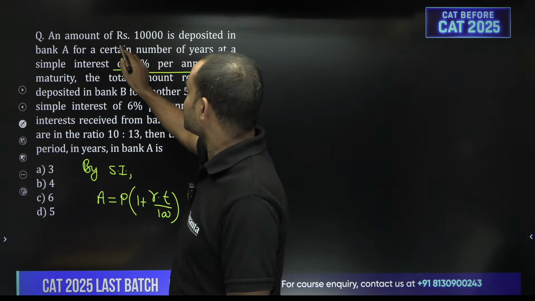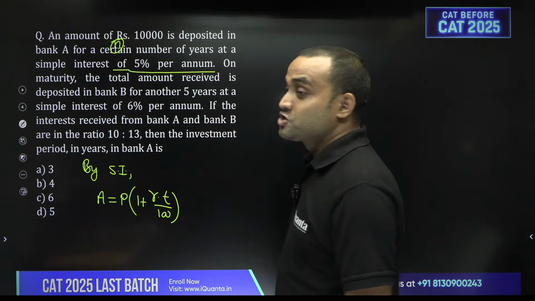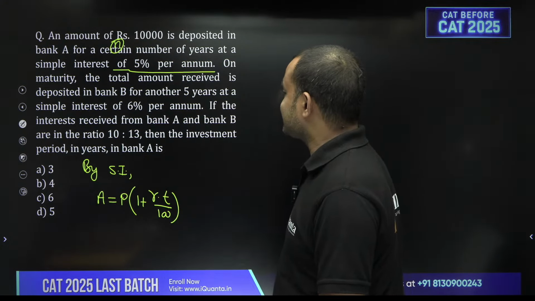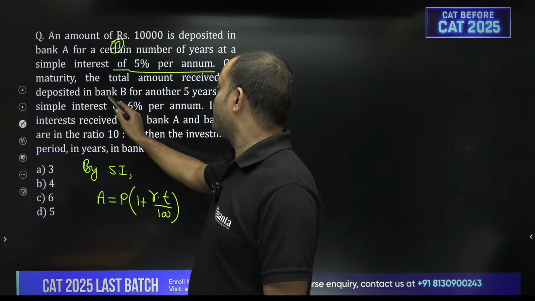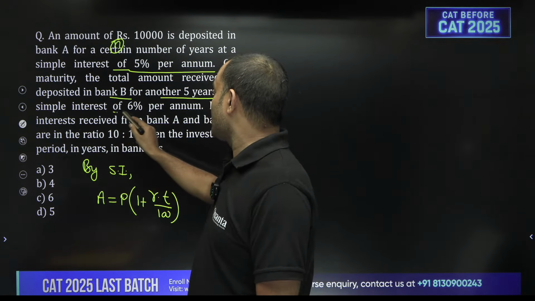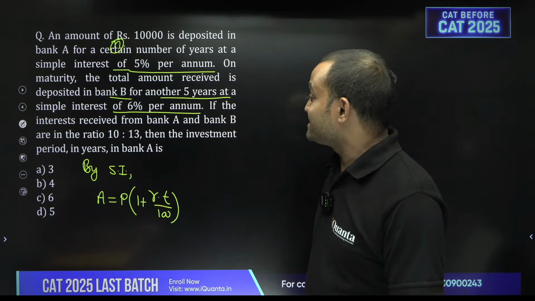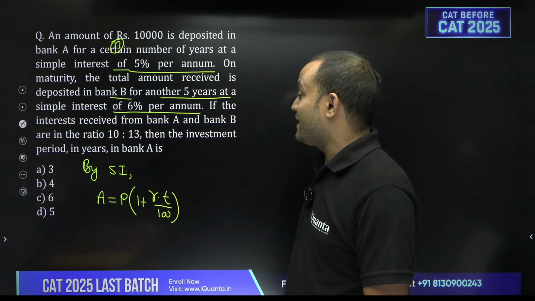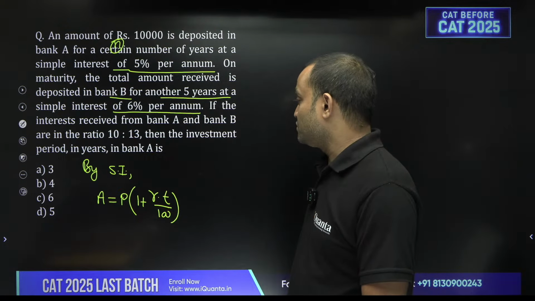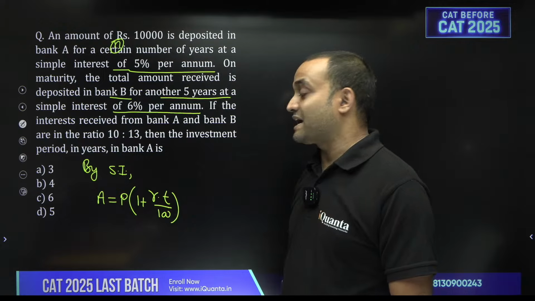Certain number of years means, let's say, n years, right? On maturity, the total amount received is deposited in bank B for another 5 years at a simple interest of 6% per annum. If the interest received from bank A and bank B are in the ratio 10:13, then the investment period in years in bank A is.